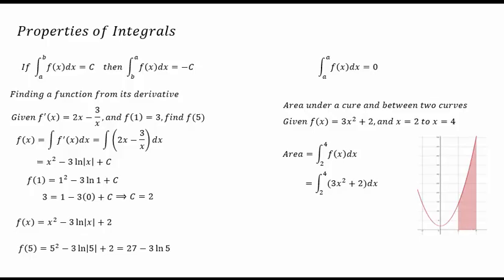And then just like a regular definite integral, we integrate the function. So the integral of 3x squared gives me x to the 3, and 2 gives me 2x. And the limit goes from 2 to 4. So first we plug in 4 and then subtract what you get when you plug in 2 for x. So the simplified version is 40.